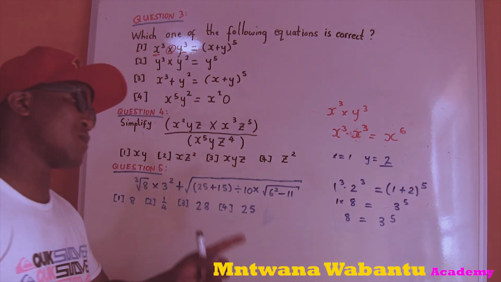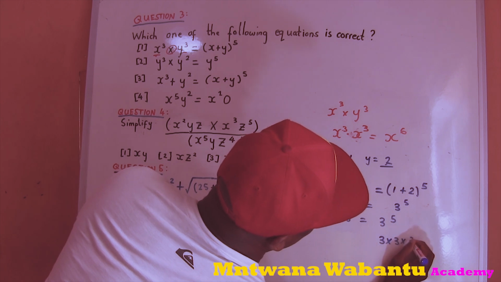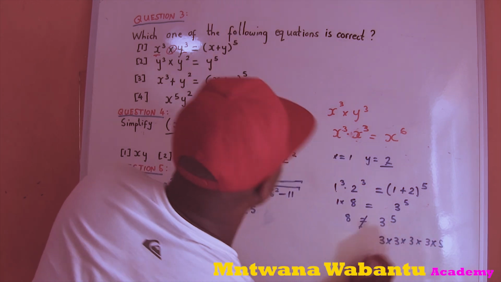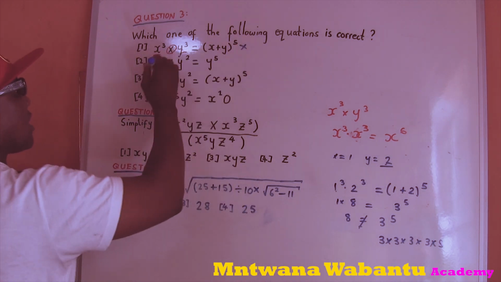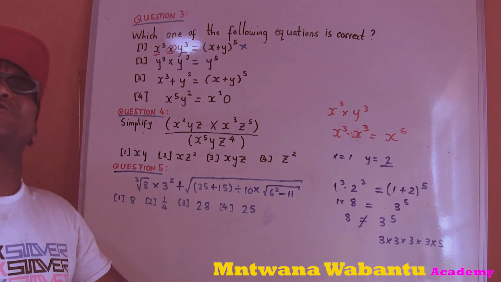It's already not true, because if you take 3 power 5, it's like saying 3 times 3 times 3 times 3 times 3. And there's no way it's going to be equal to 8, so it's not equal to 8. So the first one is not true. Now we go for the second one. And the second one is true.